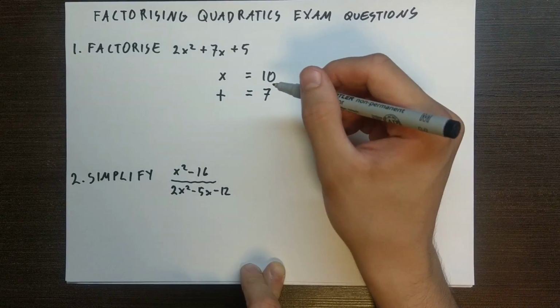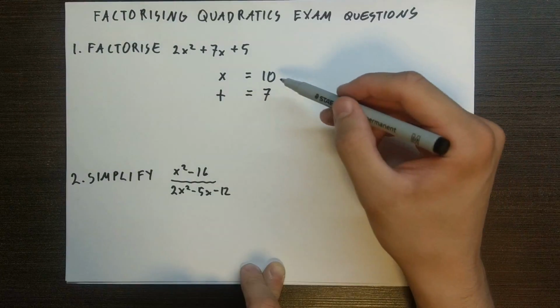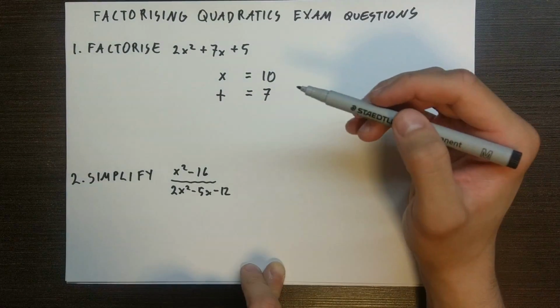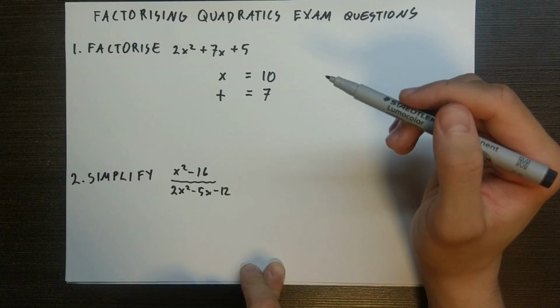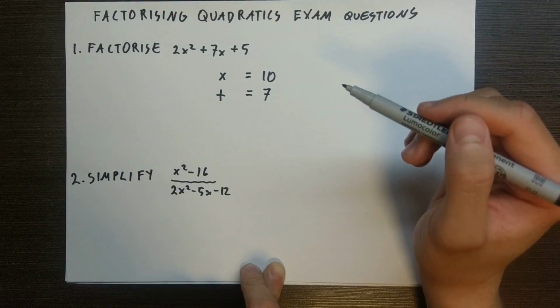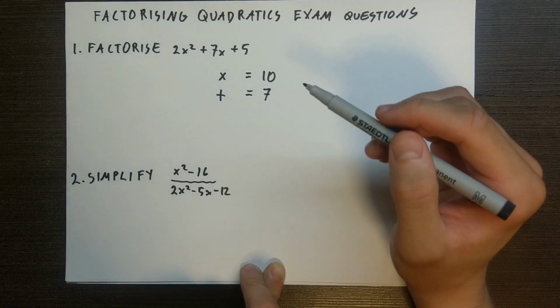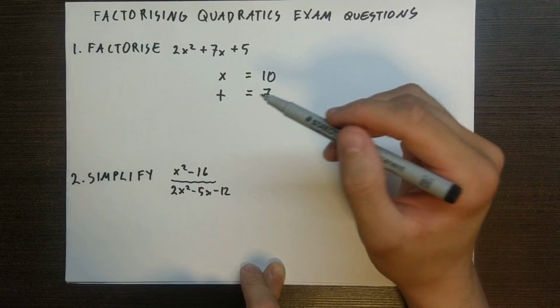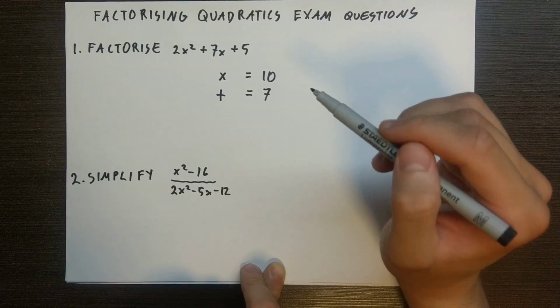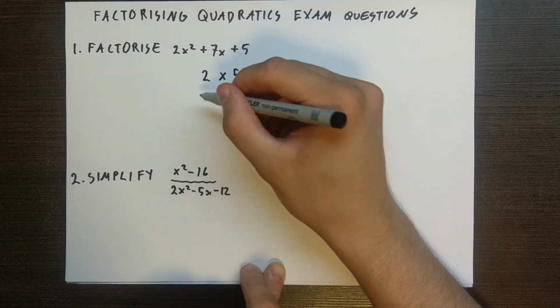So what options do we have here? We have 1 and 10. That will give us a 10 when multiplied, but it will give us 11 when added, so that simply doesn't work. However, another option we have is 2 and 5. Now, if we add 2 and 5, we get 7. If we multiply 2 and 5, we get 10. So this is exactly what we've been looking for.